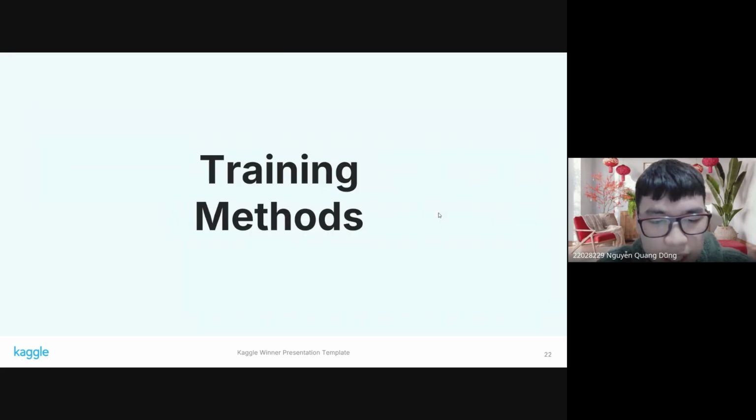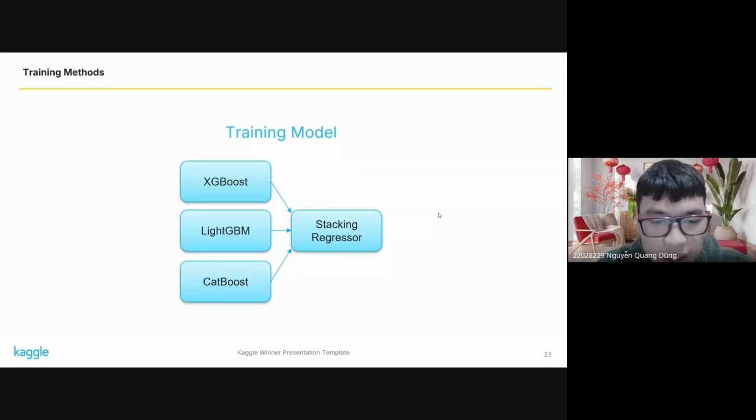Okay, let's keep going to our training methods. First is our model. Our base models include CatBoost, LightGBM, and XGBoost. These models were combined using a stacking regressor, which allows us to stack them and make predictions based on the results of each model.